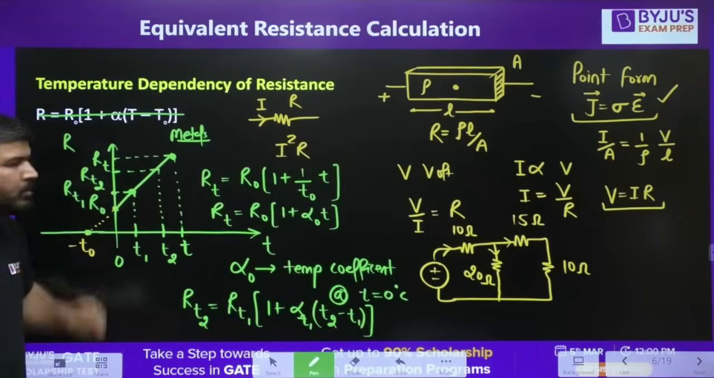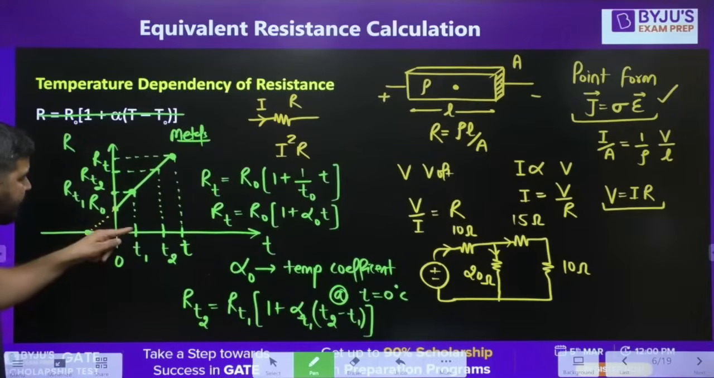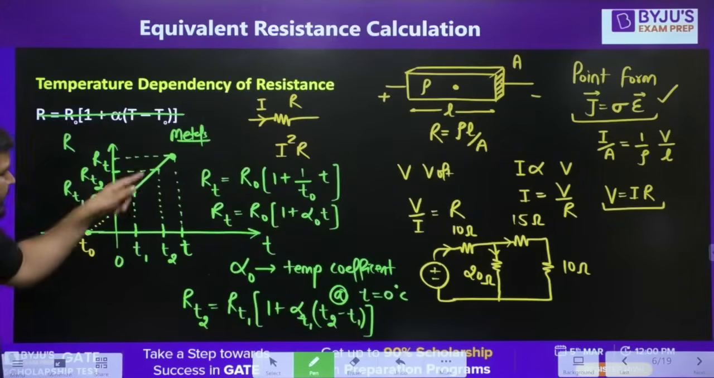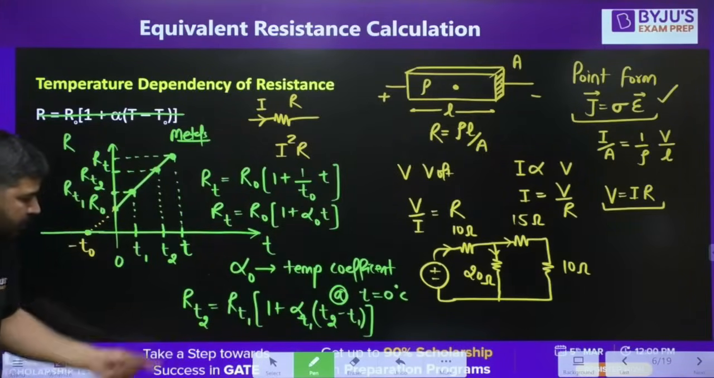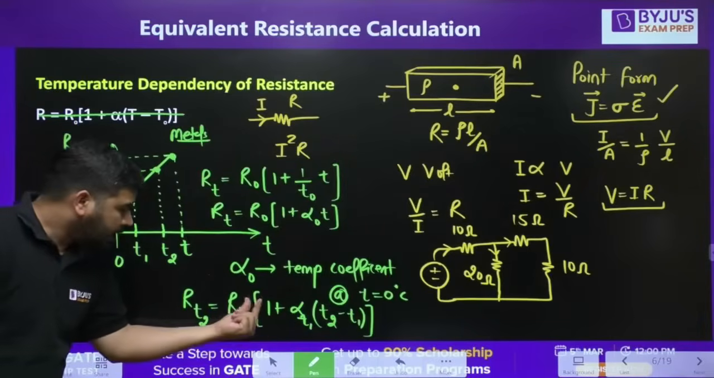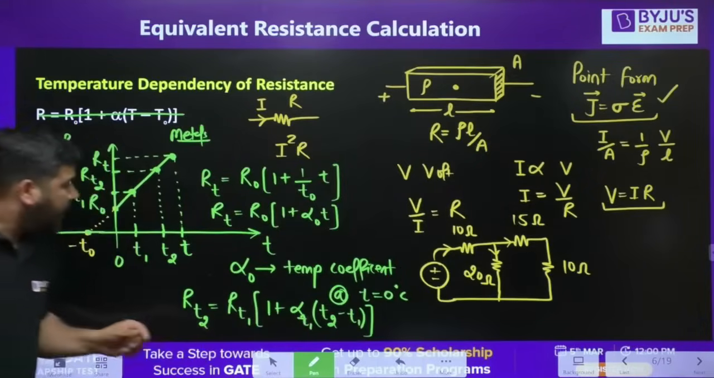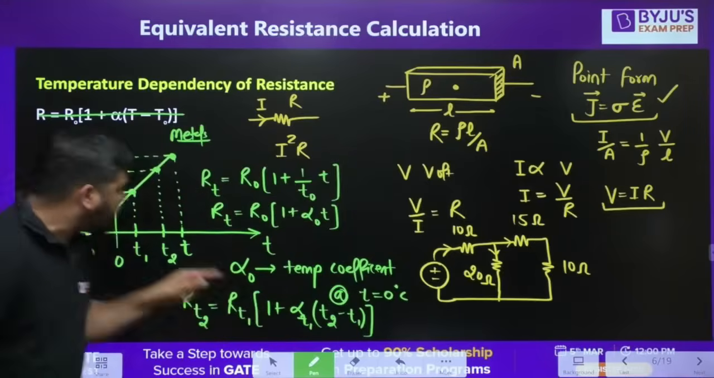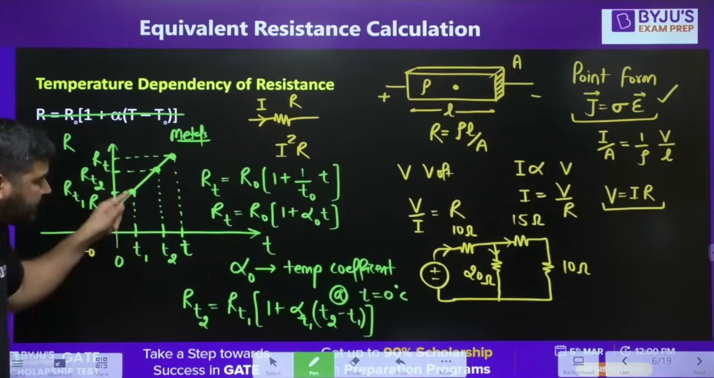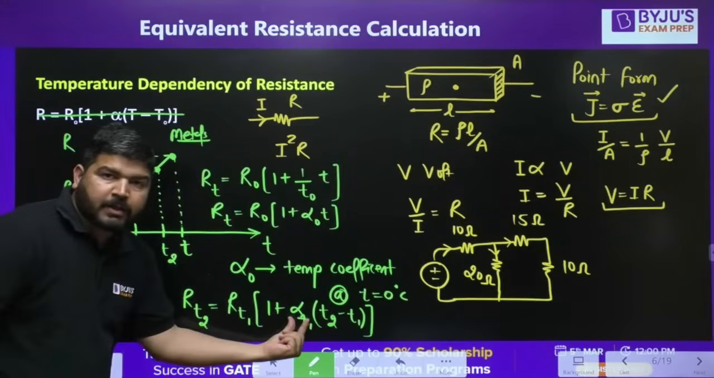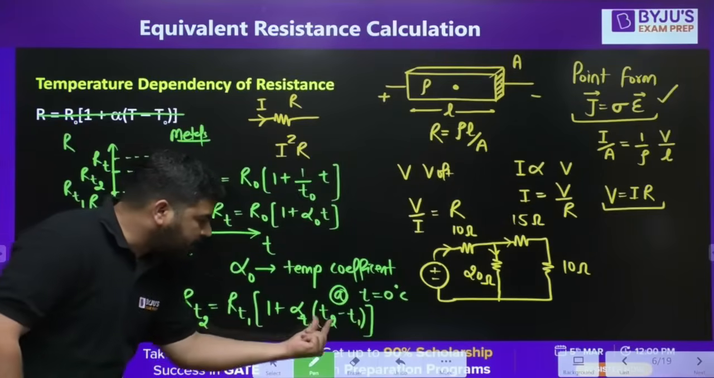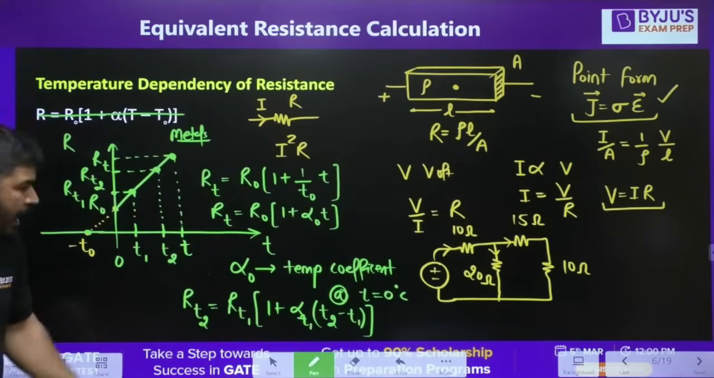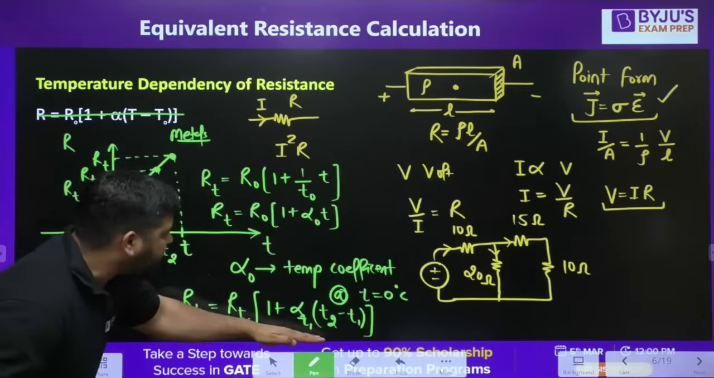At temperature T2, if you know the resistance value at temperature T1, then the resistance value at temperature T2 will be equal to RT1 into 1 plus alpha T1 into T2 minus T1. It means you should know the temperature coefficient alpha T1 at this temperature. Okay, and this will also satisfy this relation.